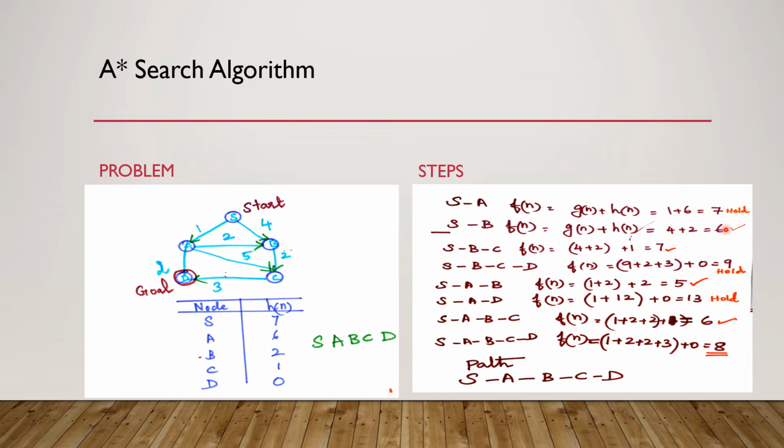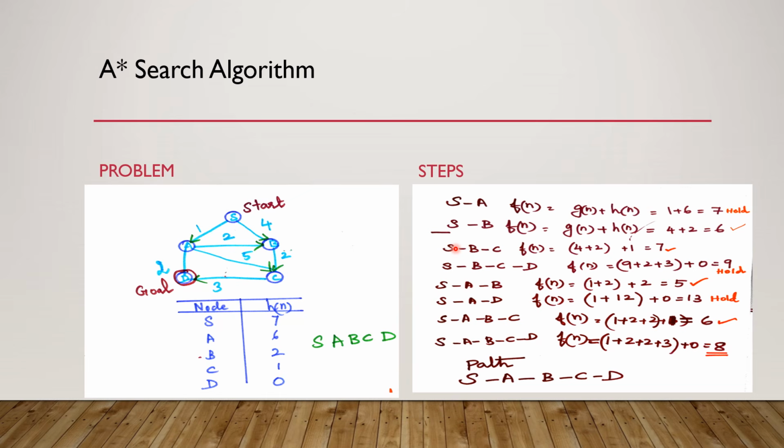Now comparing these two f of n values, which one is the lowest? S to B. This path contains the lowest f of n value. Then expand this path S to B. So from S to B, the other reachable node from B is C.